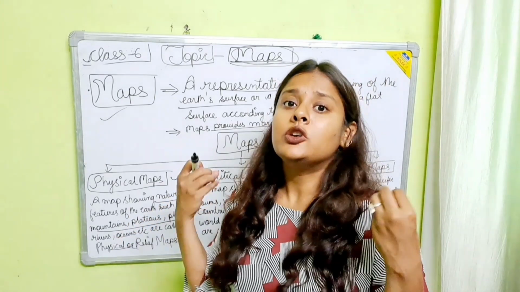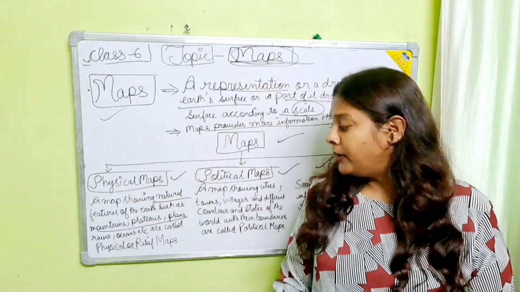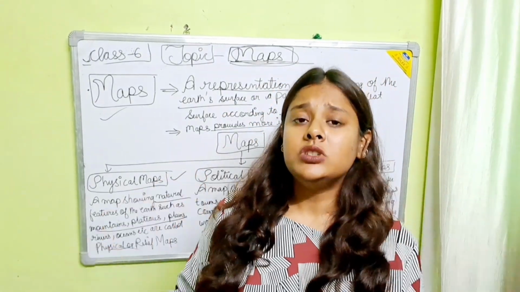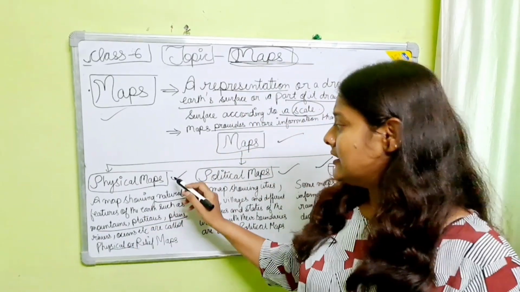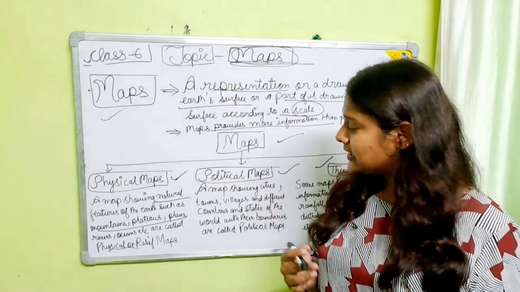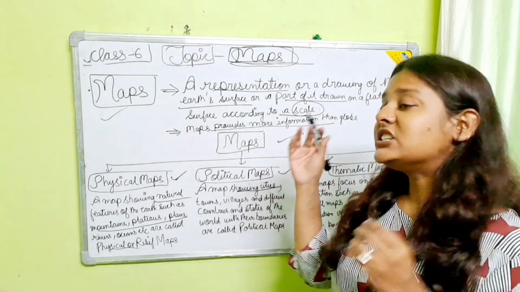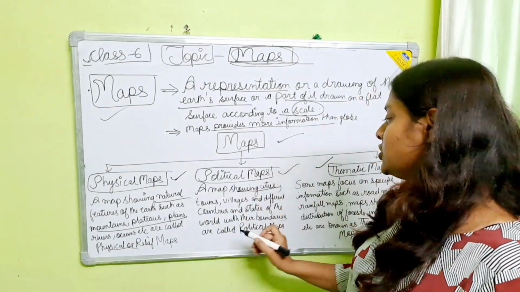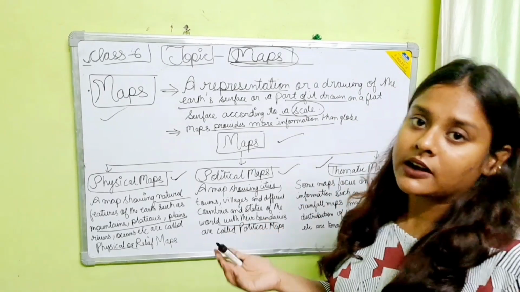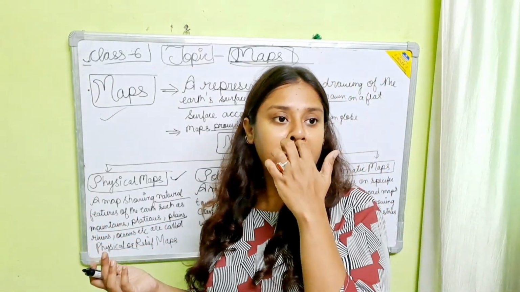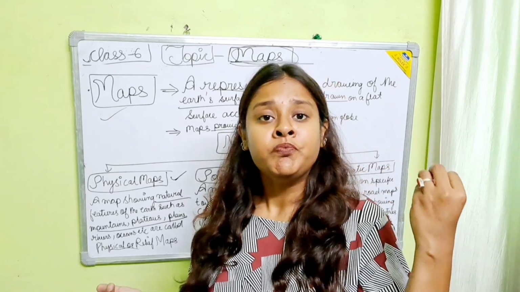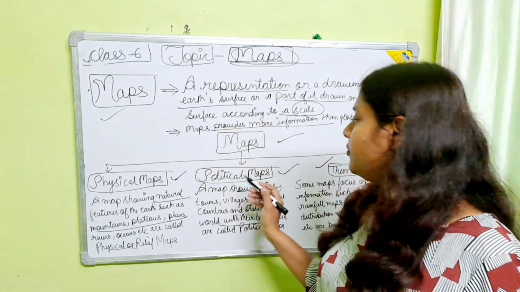On a map, when you see rivers, plains, and mountains, it is regarded as a physical map. When we talk about a political map, showing the cities, towns, villages and different countries and states of the world with their boundaries, it is called a political map. When you can see a country or state on a map, then it is regarded as a political map.